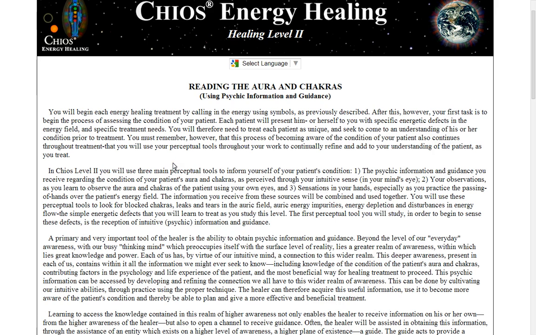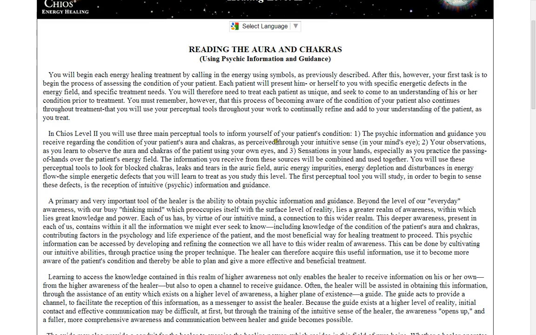You must remember, however, that this process of becoming aware of the condition of your patient also continues throughout treatment. You will use your perceptual tools throughout your work to continually refine and add to your understanding of the patient's energetic field, aura, and chakras as you treat. In Healing level 2, you will use 3 main perceptual tools to inform yourself of your patient's condition. 1, you might want to take note of this, the psychic information and guidance you receive regarding the condition of your patient's aura and chakras as perceived through your intuitive sense in your mind's eye, your third eye, your dream's eye.